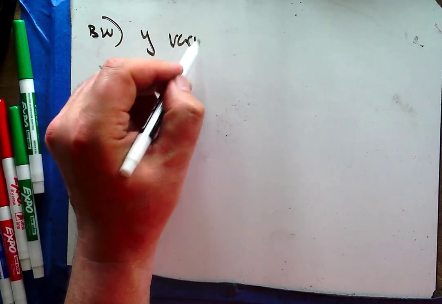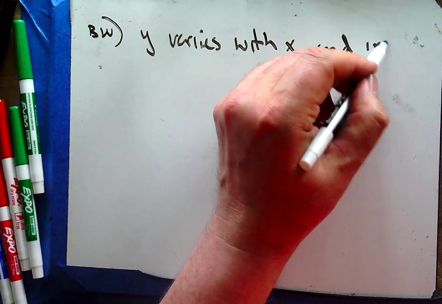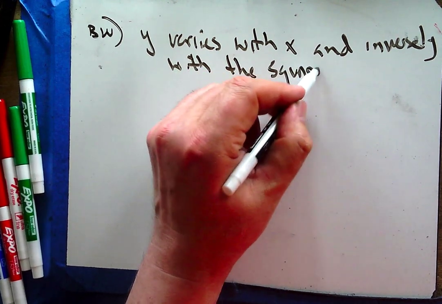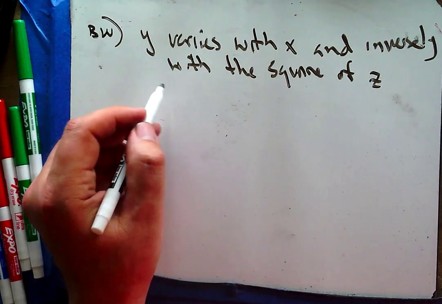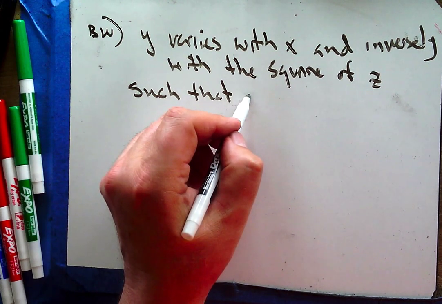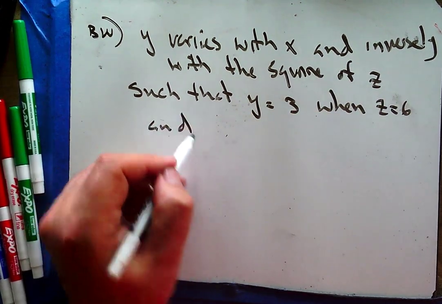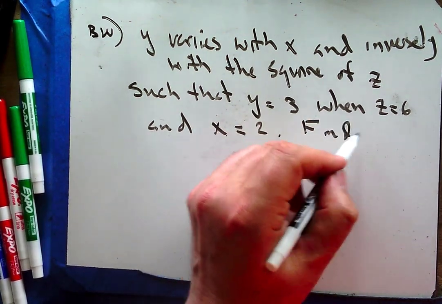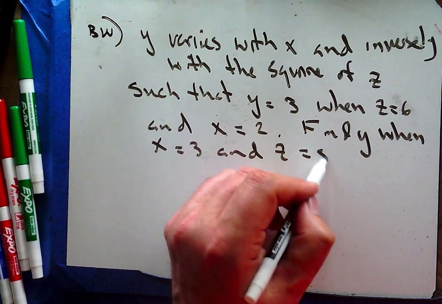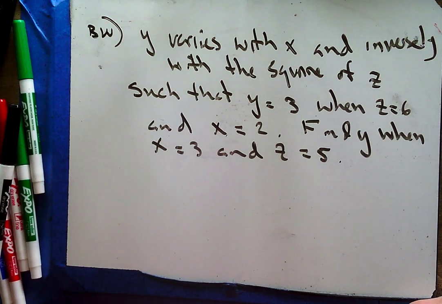Y varies with x and inversely with the square of z, such that y equals 3 when z equals 6 and x equals 2. Find y when x equals 3 and z equals 5. Okay, there's a nice review bell work problem. Off you go, and come back when you're done.